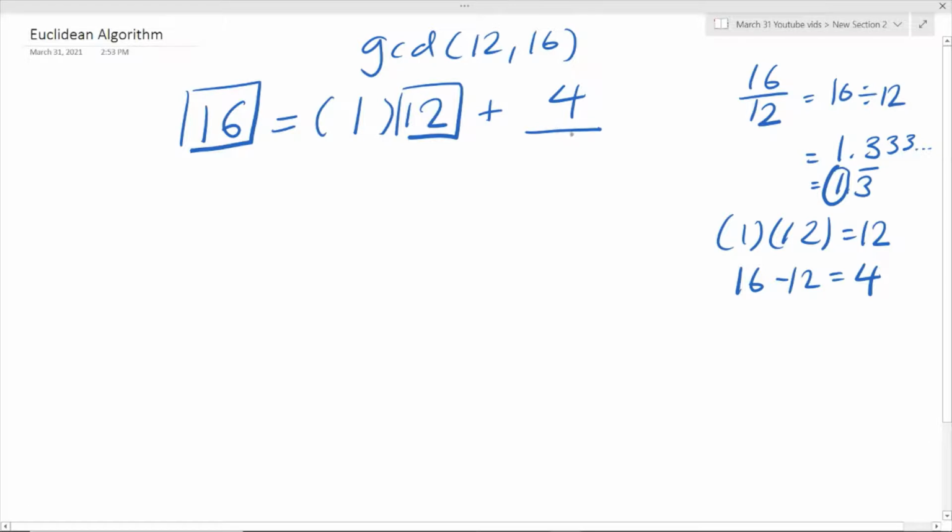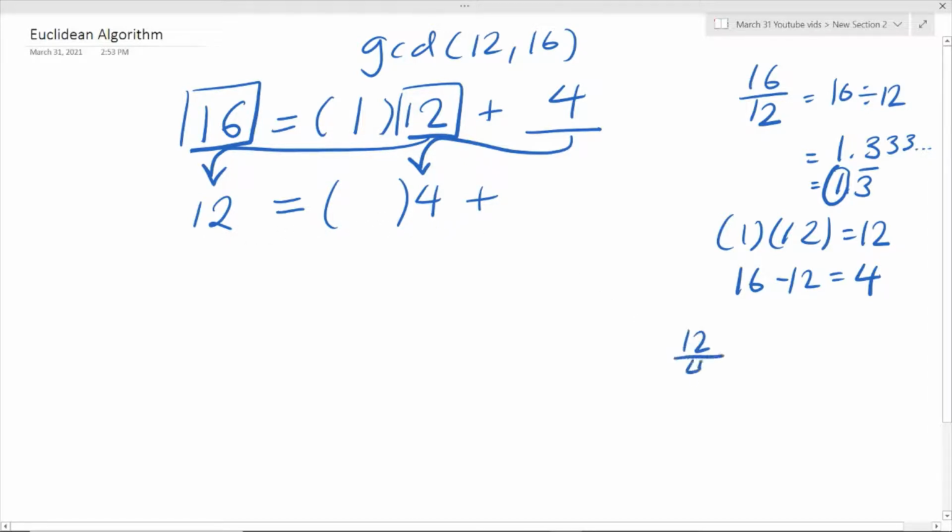This time, we're going to bring this 4 and put it right here, and we're going to take this 12 and put it right here in place of the 16. So in place of the box, this 4 goes right here, and in place of this box, 12 goes right here. These are kind of like our new boxes. Now we just repeat the same process. So we do 12 divided by 4. Obviously, you know it's 3.